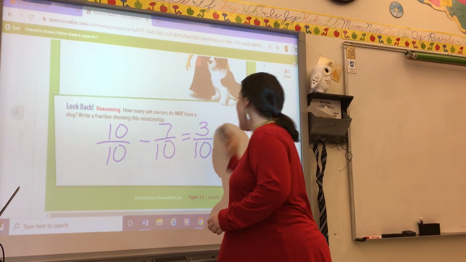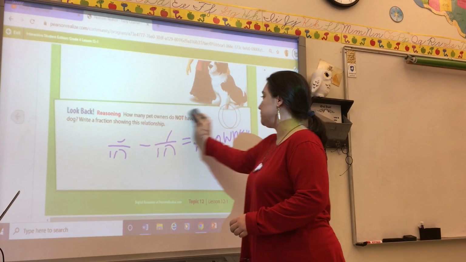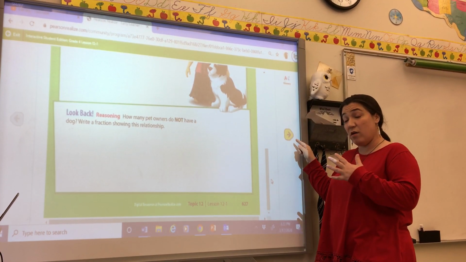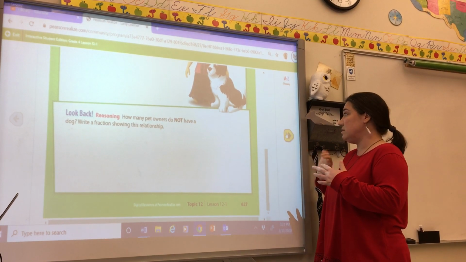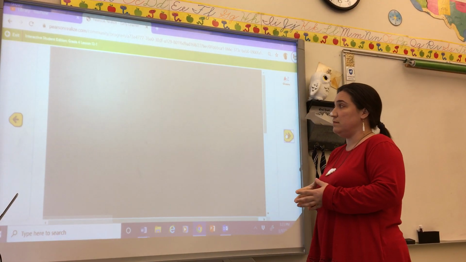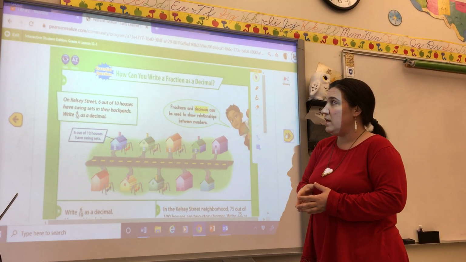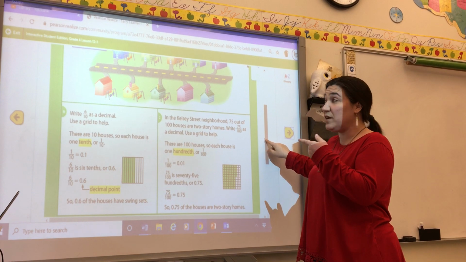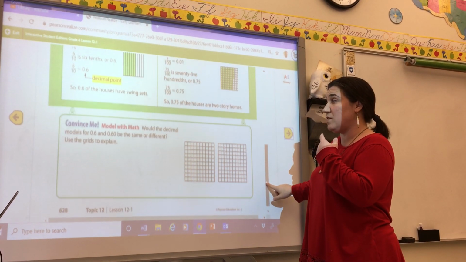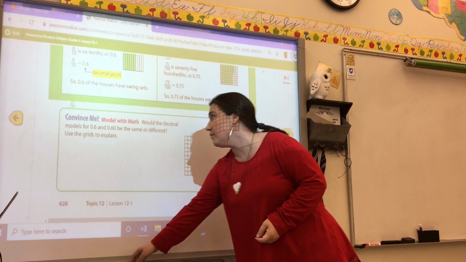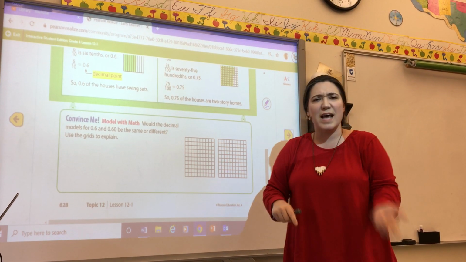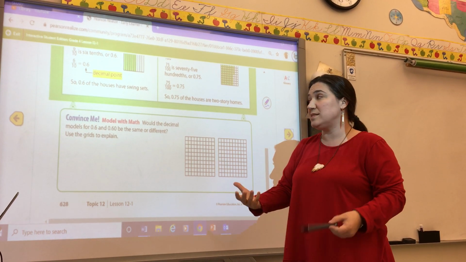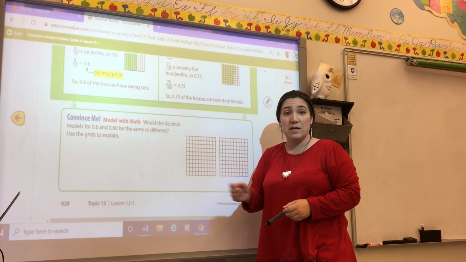So next I'd like to jump over to our next page. You can use these arrows on your student edition to get to the different pages. Okay, the video in Pearson goes with this problem, so I won't do that there, but I will do the convince me with you today. So it says, convince me, would the decimal models for 6/10 and 60/100 be the same or different? Use the grids to explain.